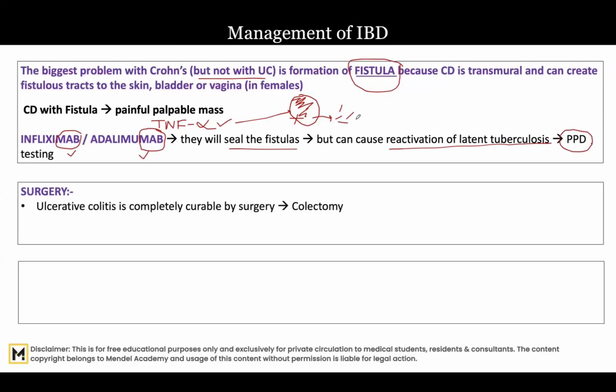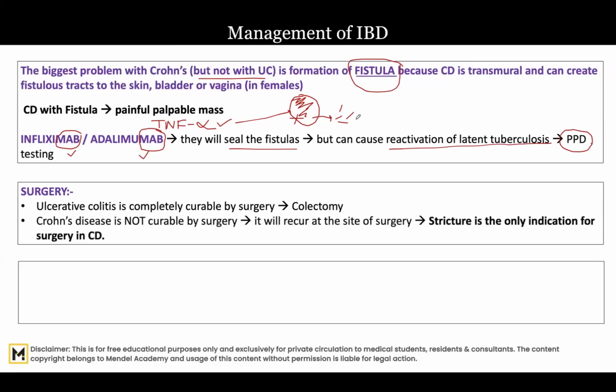Surgery, as I said, ulcerative colitis is completely curable by surgery. Just do a colectomy, get rid of the piece which is affected, and the patient is good to go home. But with Crohn's disease, it's not curable by surgery. Note this very important difference. Now, there are various good things and bad things about both the conditions. Ulcerative colitis can become malignant, although Crohn's can also become malignant. But Crohn's is not curable by surgery. It will recur. The more you do surgery, the more it will recur.